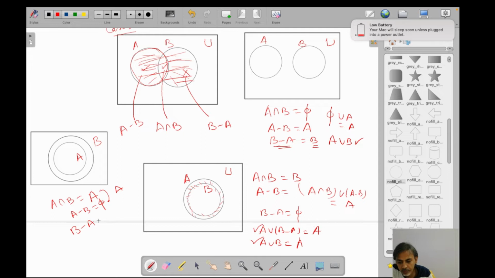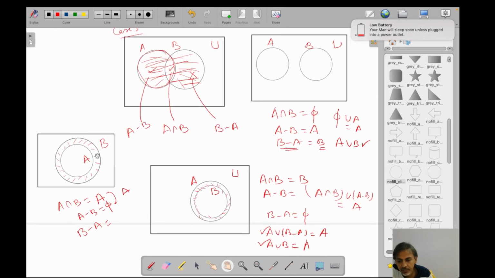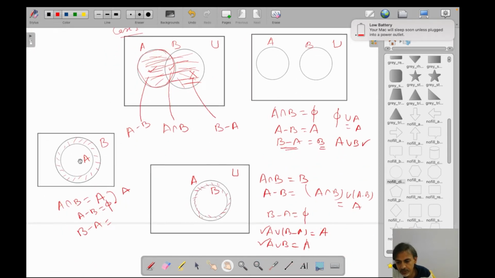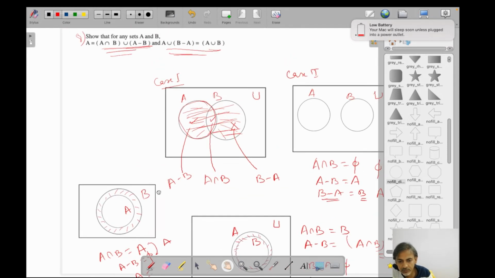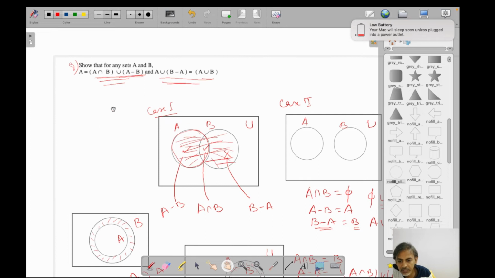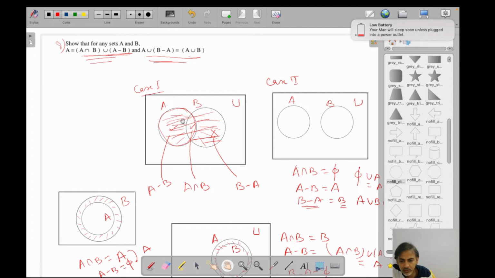So B minus A would be whatever is available in B but not in A. So this part, right? And then the last bit, which is nothing but A. So when I do A union with this part itself, I'll get nothing but A union B. So what I am seeing over here is that whatever be the case, this is true, right? So now I have seen that in all the cases it's true.